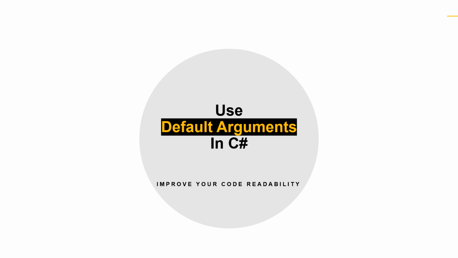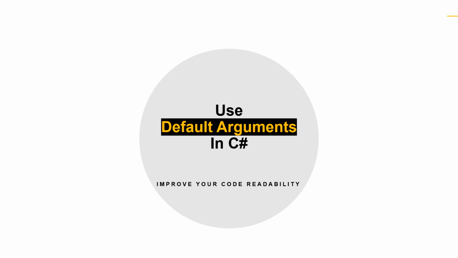If you're a C# developer, you know that short-circuiting and conditionals are important programming constructs that allow you to execute certain code paths based on certain conditions. But did you know that default arguments can often be a better choice for improving the readability and maintainability of your code? In this video, we'll be exploring the benefits of using default arguments instead of short-circuiting or conditionals, and we'll see how they can help to simplify your code and make it easier to understand.